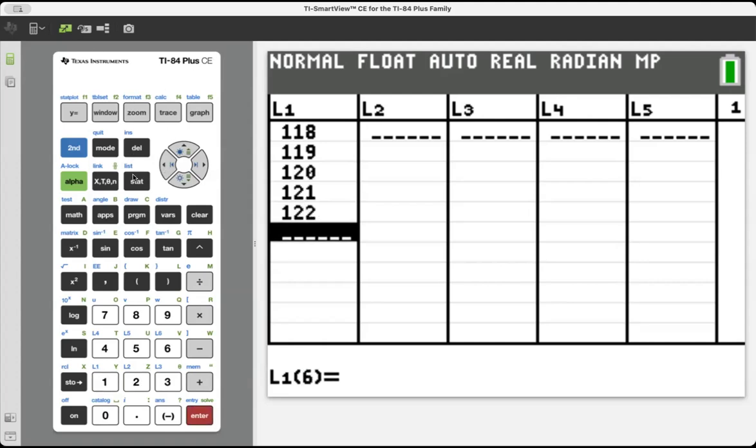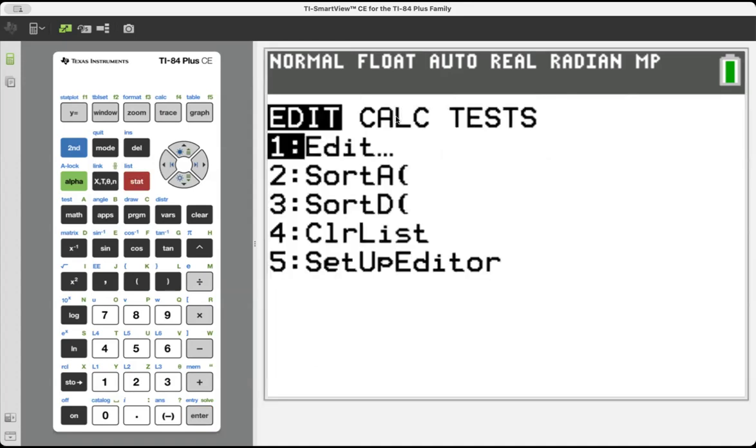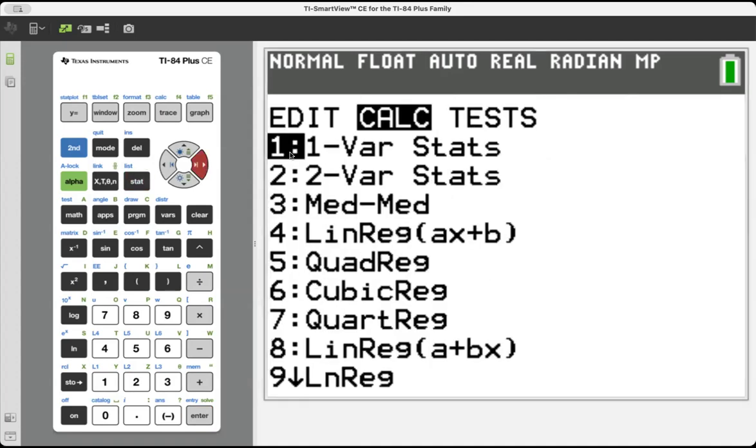Okay, we're going to press Stat and go over to Calc and run number 1. We had done this for the mean and the median, and now we're going to be doing it for the standard deviation as well.